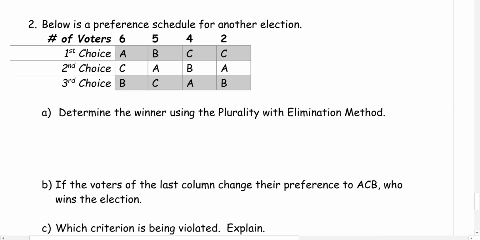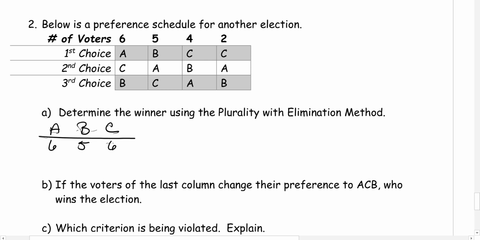In this next example, we have 3 candidates, and we want to determine the winner using the plurality with elimination method. So we have candidates A, B, and C, and count how many first place votes they have. Candidate A has 6, candidate B has 5, and candidate C has 6.